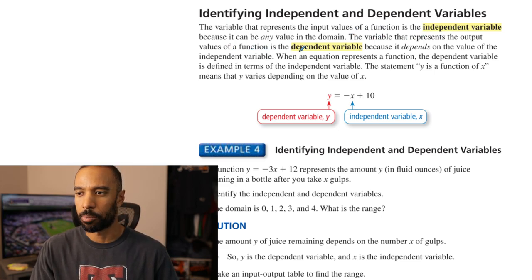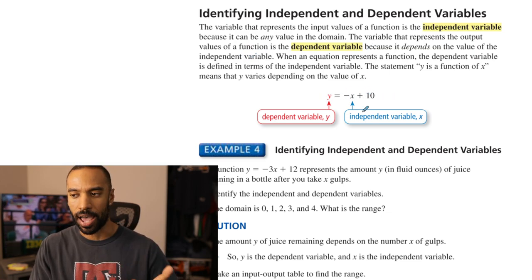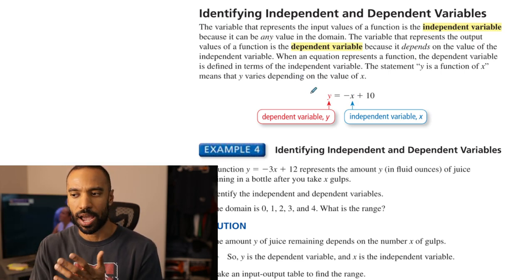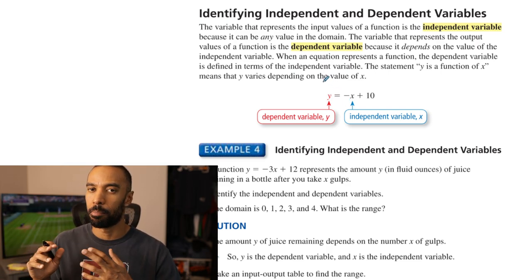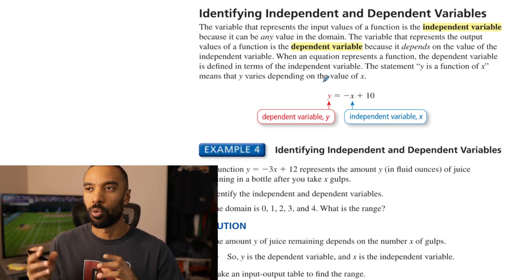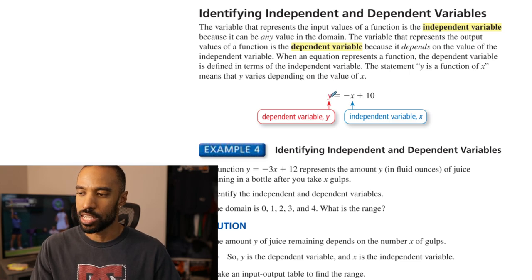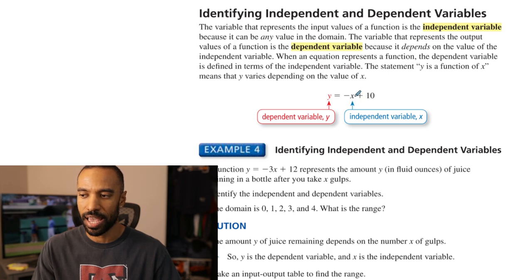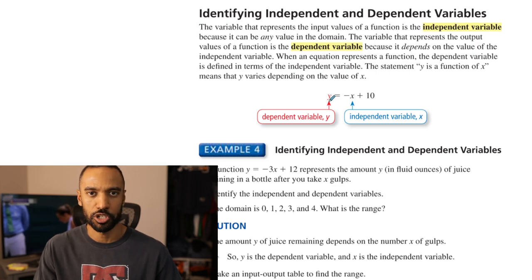The variable that represents the output is the dependent variable because it depends on the value of the independent variable, right? Whatever I get for y, because we're not solving for x and y here. Maybe y is by itself, in which case it's solved for, but y is some different number depending on what x is. When x is 1, y is going to be a different number than when x is -4. So in this equation, y equals -x + 10, y is the dependent variable because it depends on the independent variable x, because this is the input where we do things to it, and then out comes this thing right here. Think of the function machine.